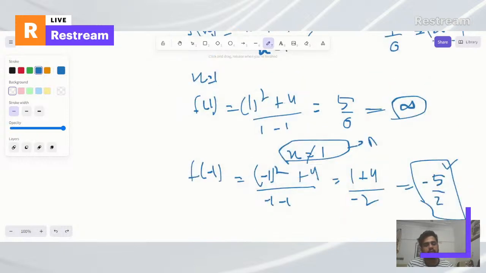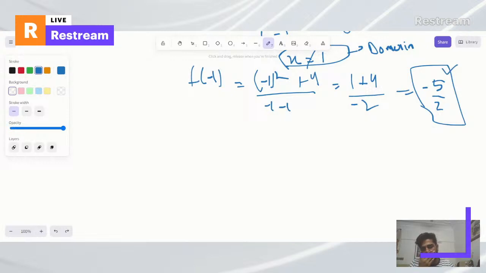Do you understand this? So domain does not always mean what it can contain. It sometimes also means what it cannot contain. If there's a restriction, we just simplify it to the fact that it does not contain this value. It cannot contain x equals 1, right?